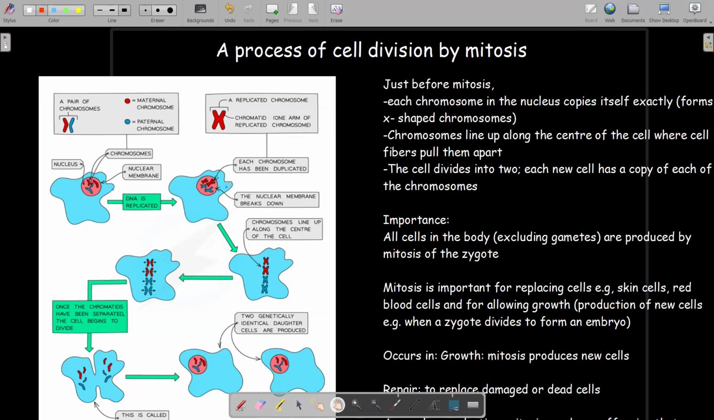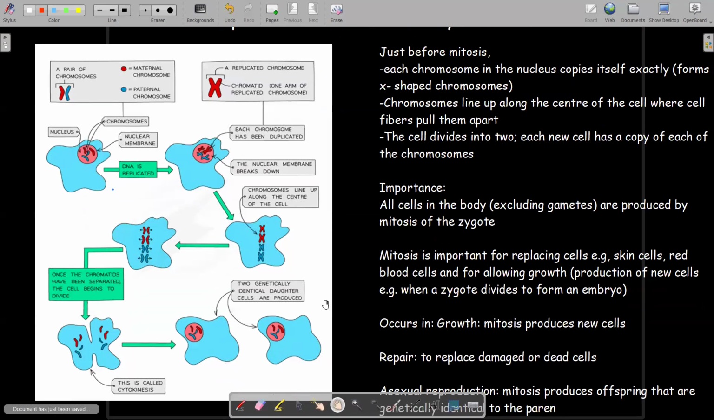So the nuclear membrane will break, the chromosomes will line up in the middle like this. And then they will be pulled to the poles. So once the chromatids have been separated, the cell begins to divide. And what is this called? This is called cytokinesis. So once cytokinesis occurs, two genetically identical daughter cells are produced.